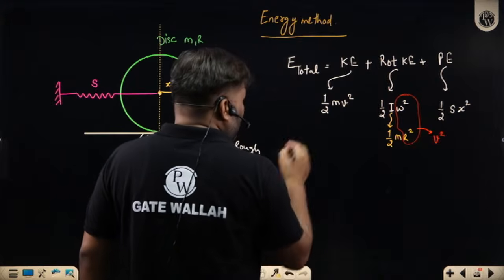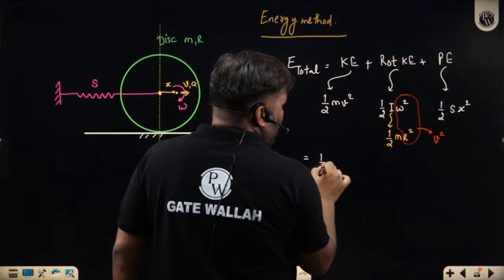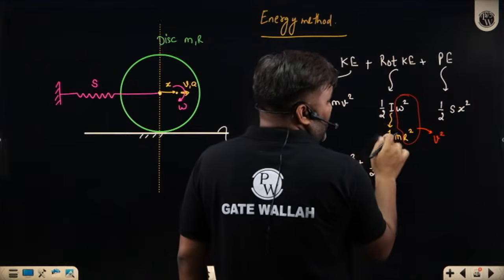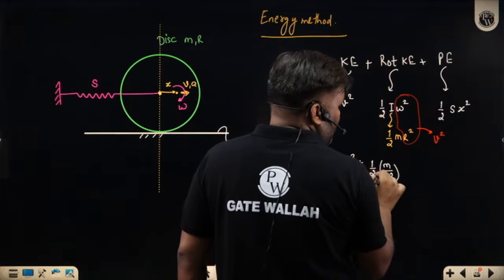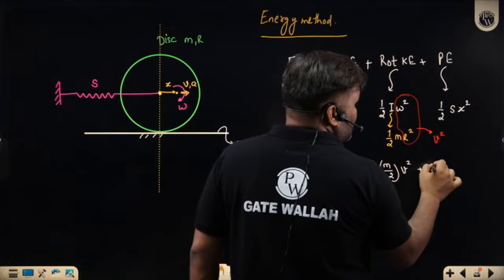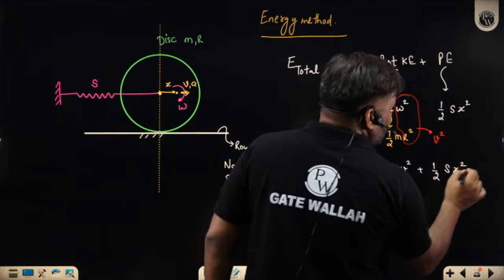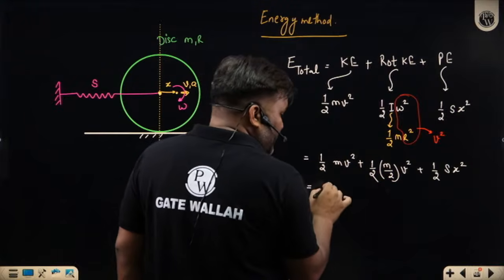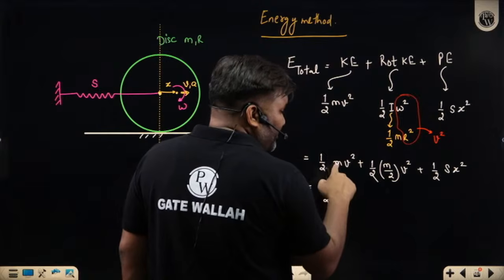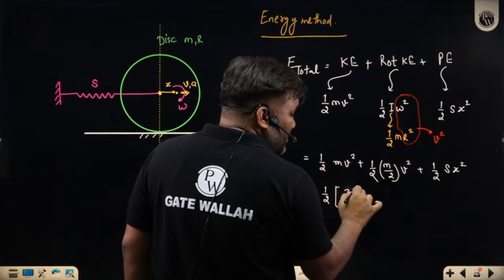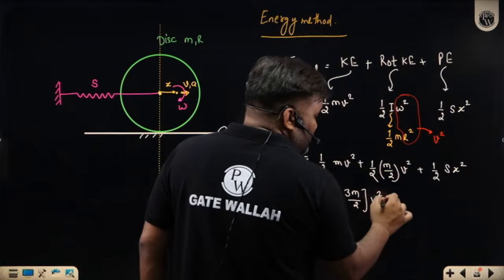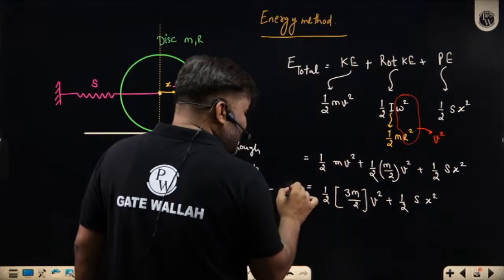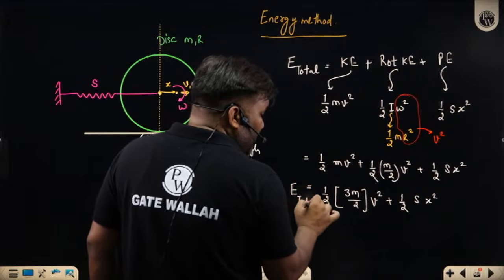So let me simplify this further. Can I write? I have half mv square plus half m by 2 v square plus half s x square. From here, you can take a few things common. Half v square, take it as common. Half, inside the bracket I have m plus m by 2. This is 3m by 2 v square plus half s x square. That's your total energy.